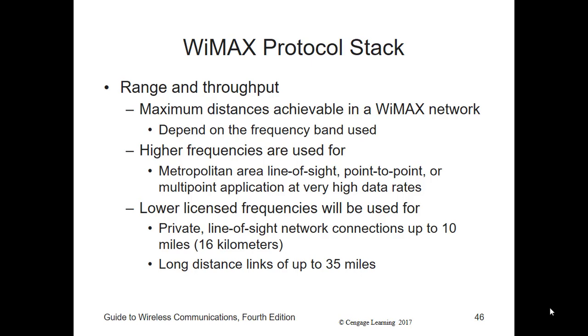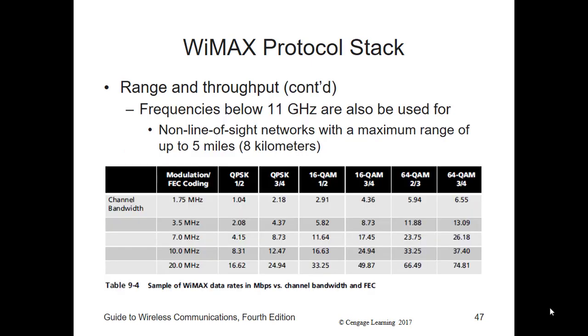WiMAX base stations and subscriber stations perform ranging, or distance calculations, based on signal quality. The process occurs when the subscriber station initially joins the network and then periodically thereafter, and it helps the equipment establish the modulation and FEC coding to use for data transmissions.